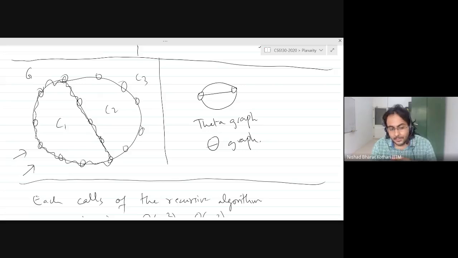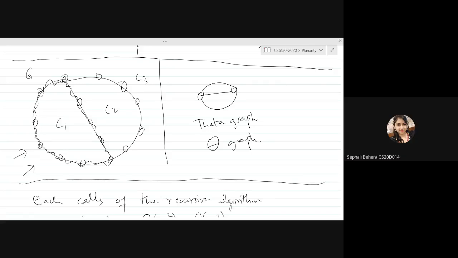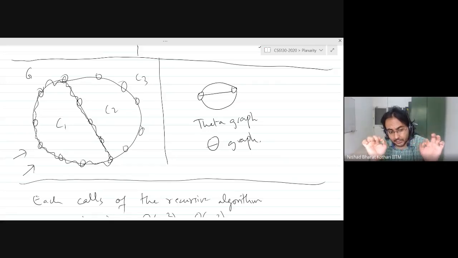Remember, there are two types of bridges. One type of bridge is an edge that joins two vertices on a cycle, right? Another type of bridge is when you delete the vertices of the cycle, you get a component. And that component with all the edges joining the component to the cycle is another bridge.